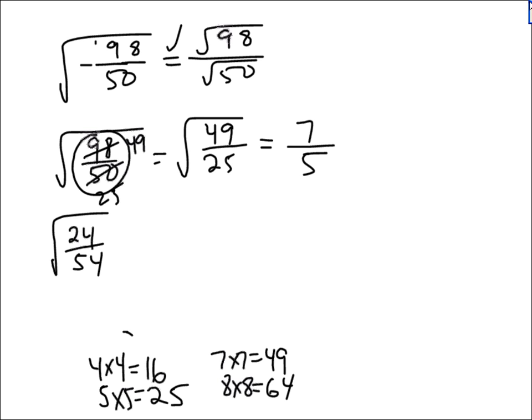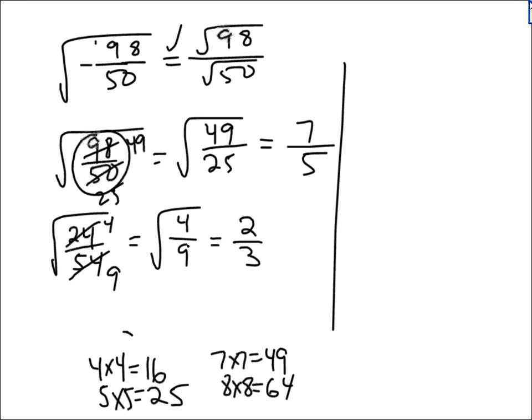But you can reduce these. 6 goes into the top number 4 times. 6 goes into the bottom number 9 times. This is the square root of 4 over 9. I know the square root of 4, and I know the square root of 9. Here's my answer, 2 over 3. Sometimes you should reduce it. Other times you can reduce it, but you don't have to.